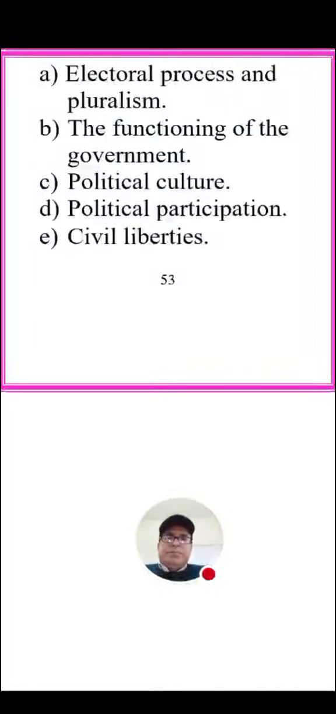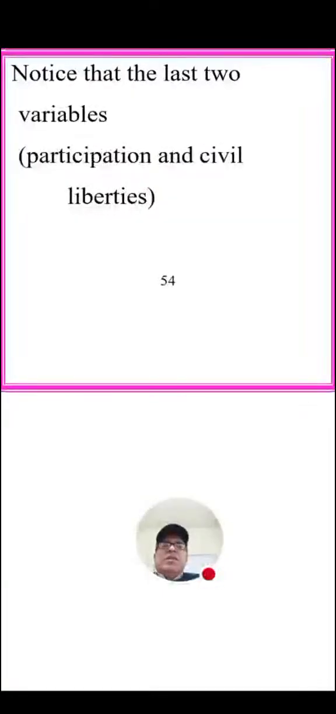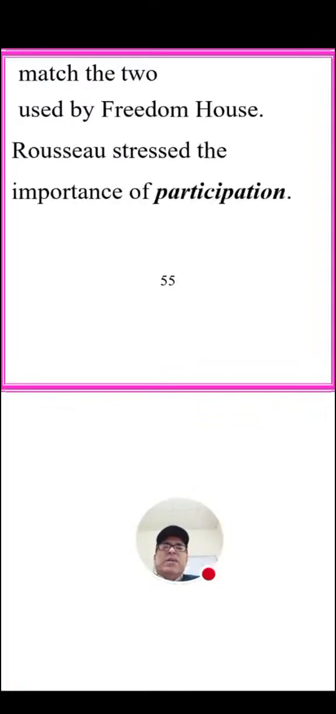Their index includes five main variables: electoral process and pluralism, the functioning of the government, political culture, political participation, and civil liberties. Notice that the last two variables, participation and civil liberties, match the two used by Freedom House.